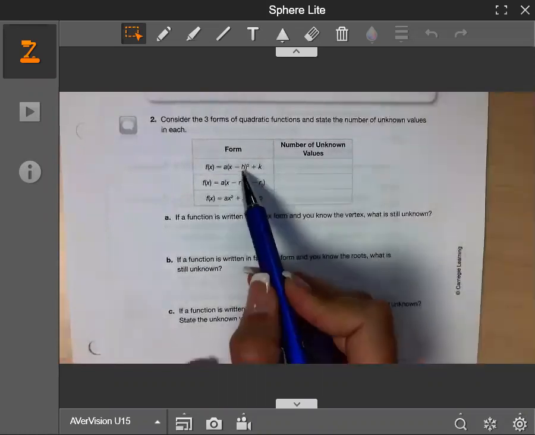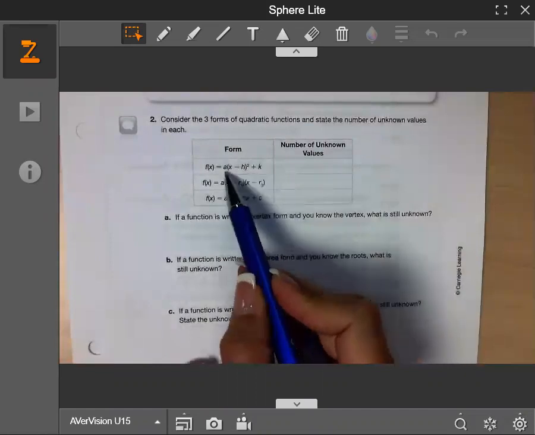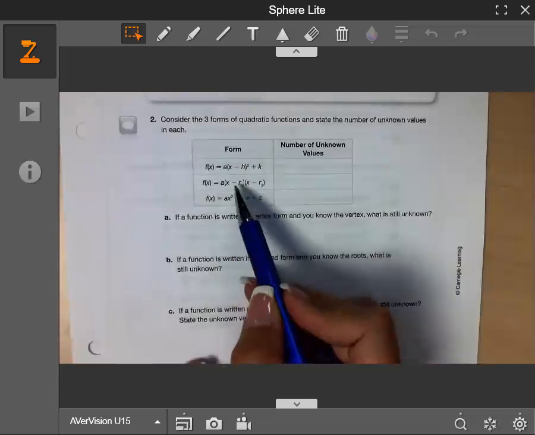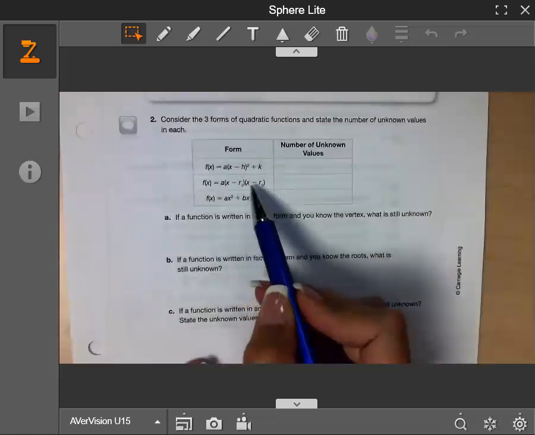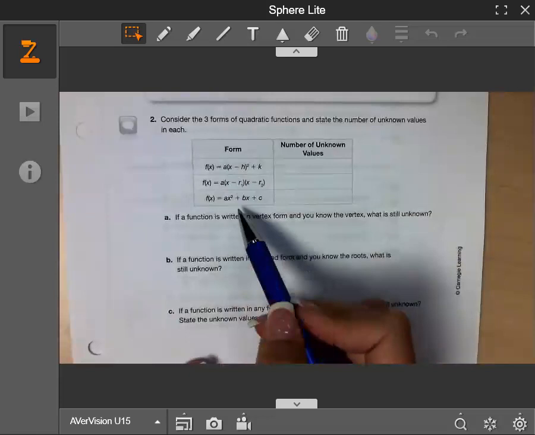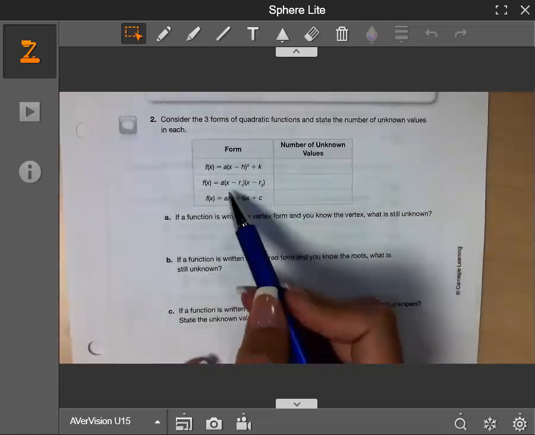The h and the k were the vertex on the vertex form. The a was the concavity. On the factored form, the a is the concavity. The R1 and R2 are the roots, so it gives us our two x-intercepts. And on the standard form, the C is the y-intercept and the A is the concavity again.